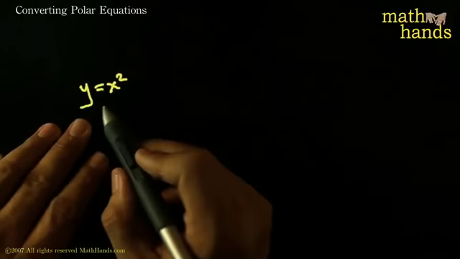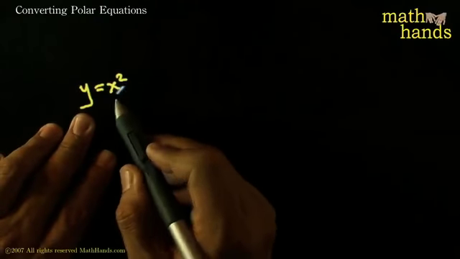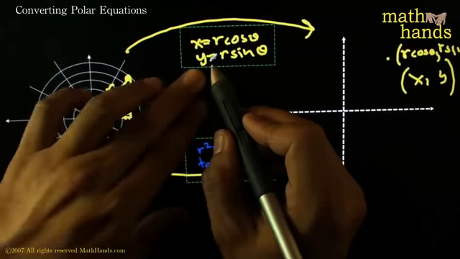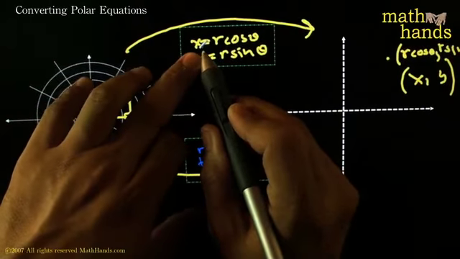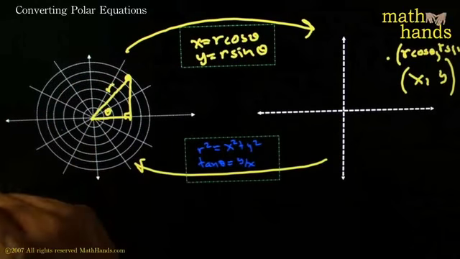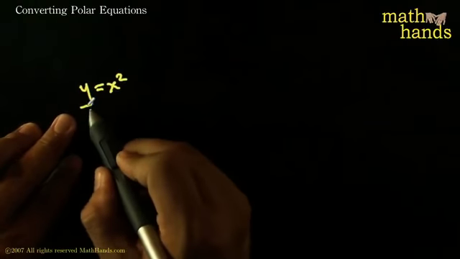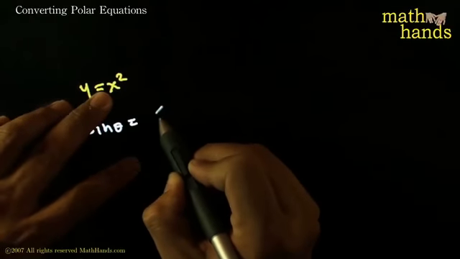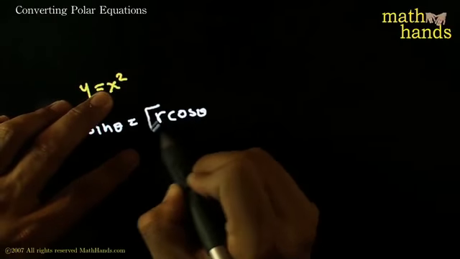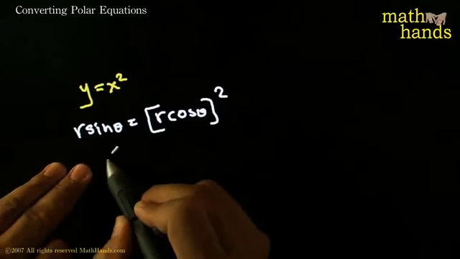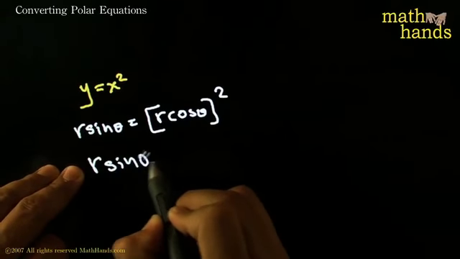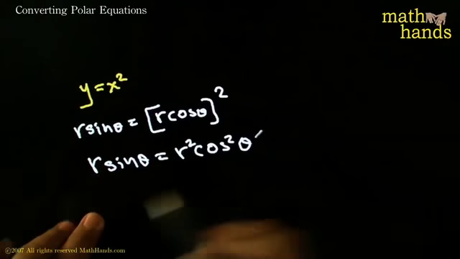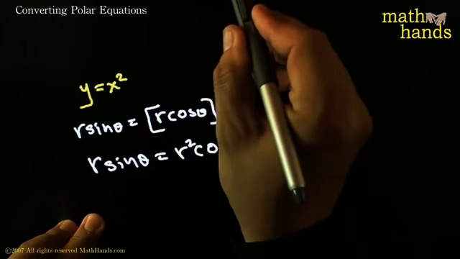Suppose you had something else that's famous. y is equal to x squared. How would you convert that? Well, you could always exchange a y for an r sine theta, and you can always exchange an x for an r cosine theta. So that would be a plain and simple way to do it. My y, I would exchange for an r sine theta, and my x, I would exchange for an r cosine theta. Of course, this quantity is squared, so that would leave me with r sine theta is equal to r squared cosine squared theta.